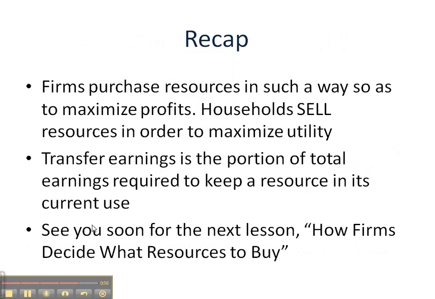Recap then. Three important things here. Firms purchase resources in such a way as to maximize profits. Households sell their resources in order to maximize their utility. Second, transfer earnings. What are they? They are the portion of total earnings required to keep a resource in its current use, or the amount that needs to be paid to those earnings in order to get it to transfer to another use. Third thing, economic rent, is the amount of money that we pay for something that is in fixed supply.